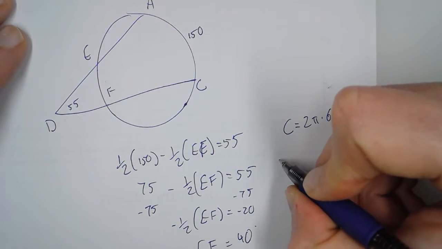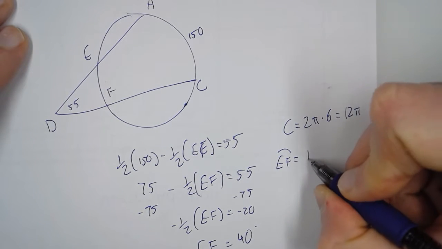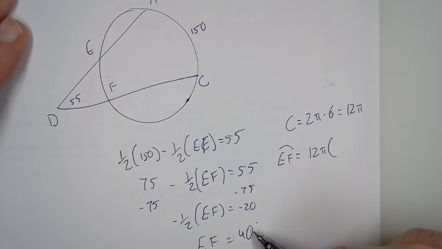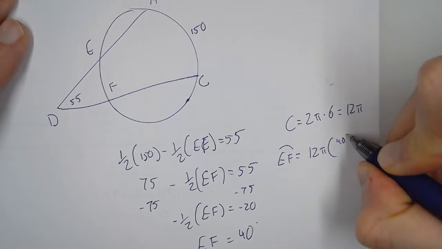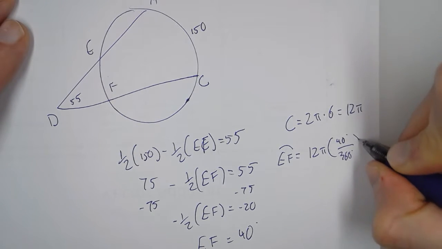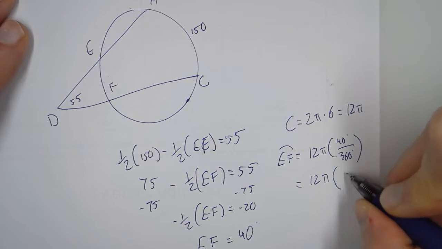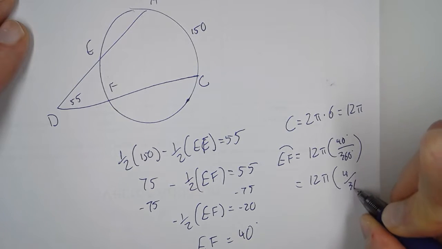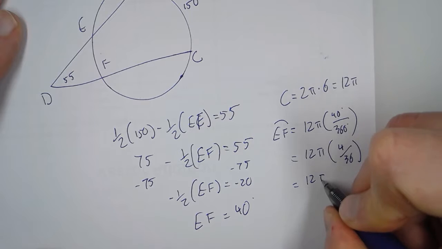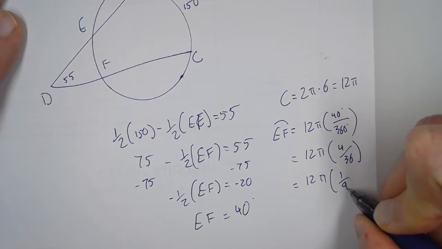So to get the length of EF, that means we need to take 12 pi times the portion of the circle that this represents. Well, it's 40 degrees out of a total of 360 degrees. Now, we'll reduce this by canceling out a 0. So 4 over 36. And we'll reduce that further, canceling a 4 out of the top and on the bottom, so that's 1 over 9.